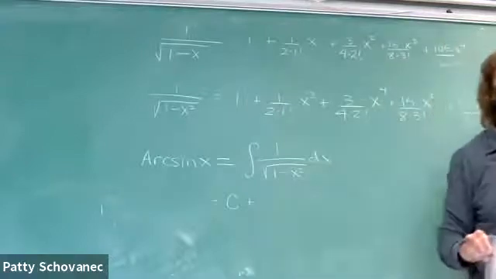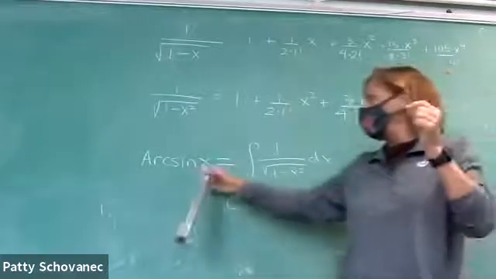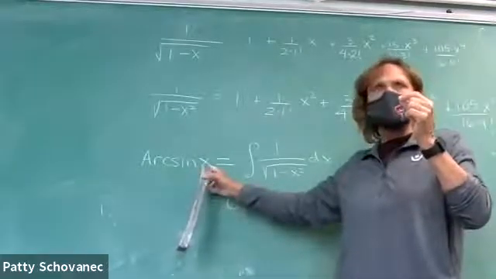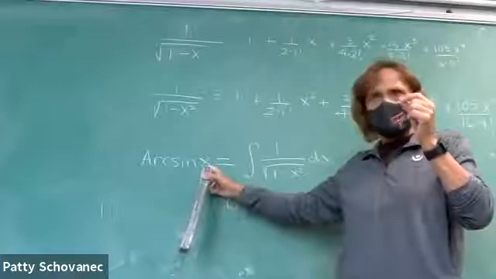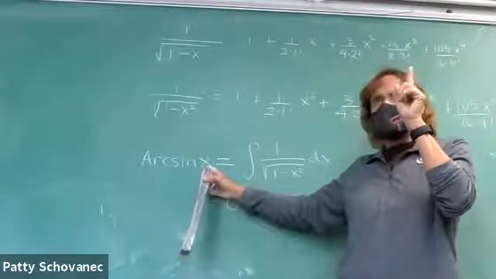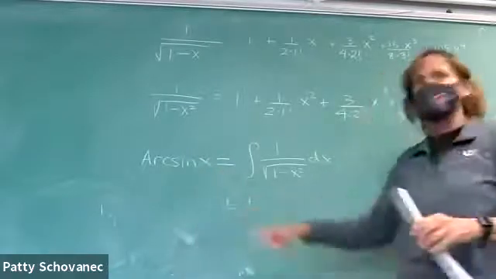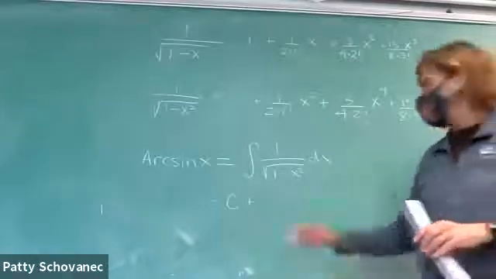I shifted this away from the origin 1 unit. So it's going to be the value of the arc sine when x is 1. What's the value of the arc sine when x is 1? What's the angle that I take the sine of? Pi over 2. So my constant is going to be pi over 2.